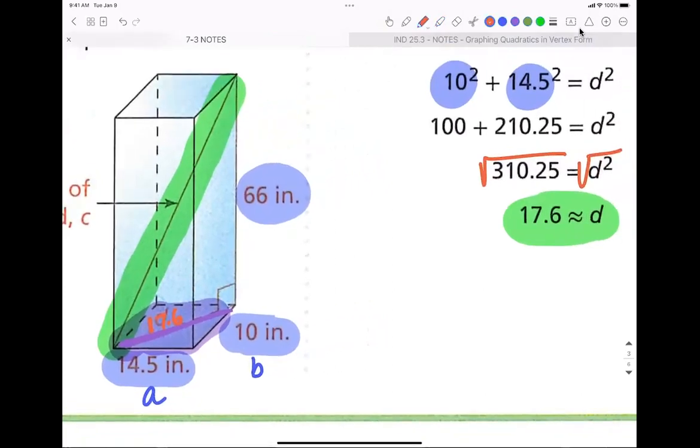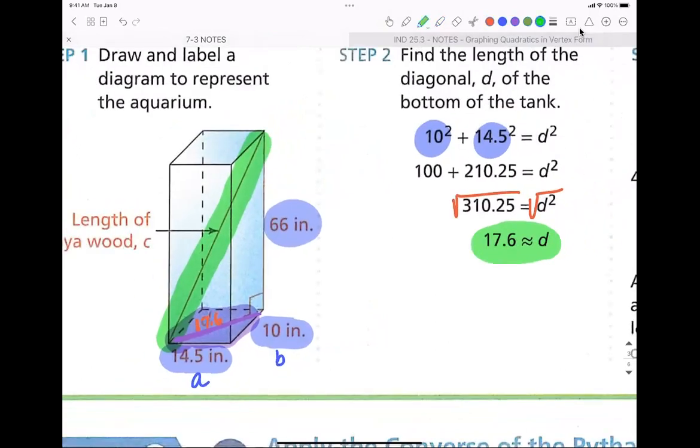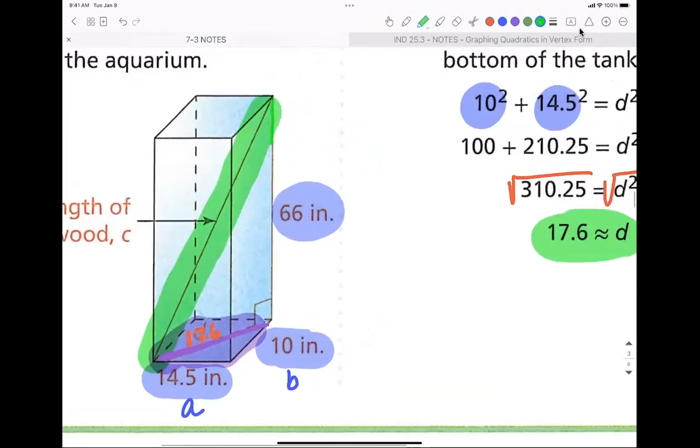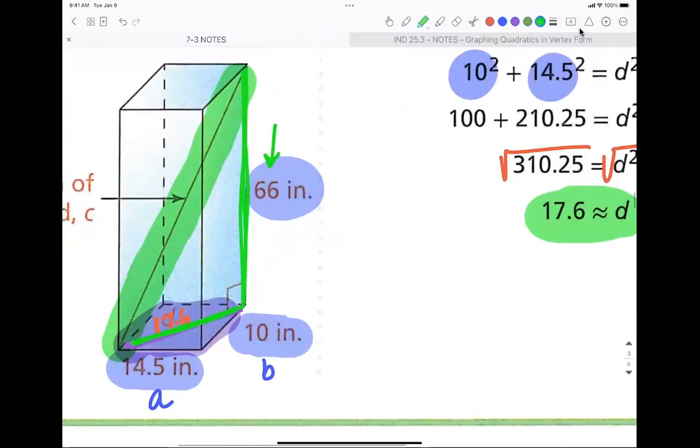Now we've got a little bit more information about that green line, because now we actually do have two lines that are the legs if that is the diagonal. It's kind of hard to see in this 3D image, but this would be a leg right here. So 66 is one leg. And the diagonal that we just found, this is why it's a two-step problem, is actually the other leg. I don't care if you call it A or B, they call this one A and this one B. So that's why you have to find the diagonal of the base first.